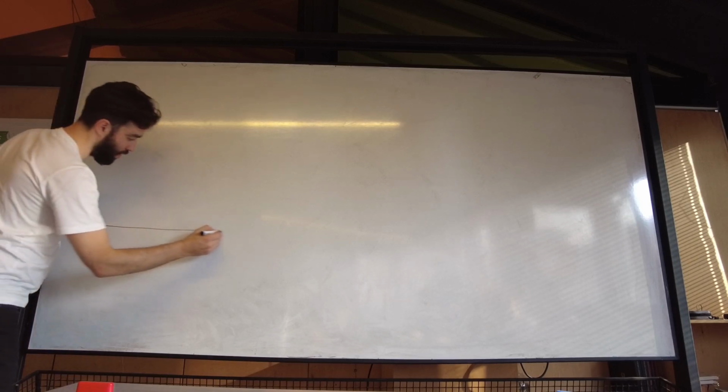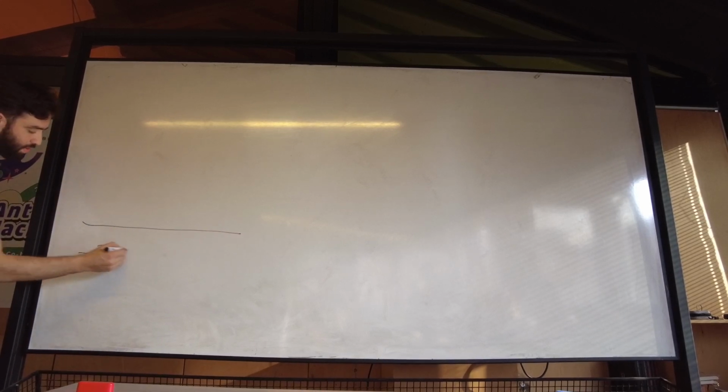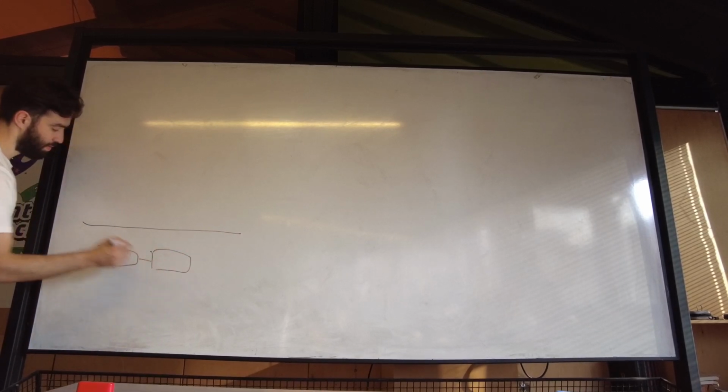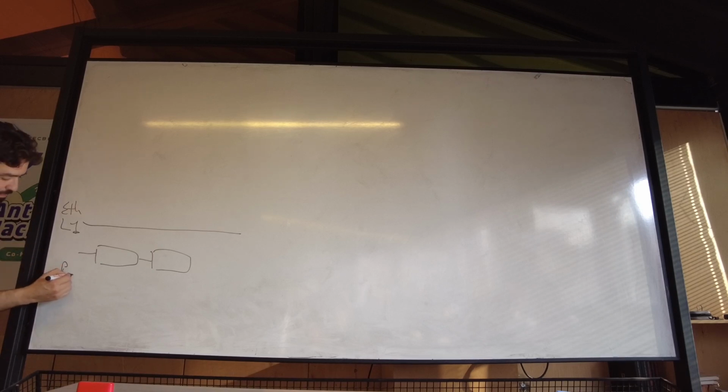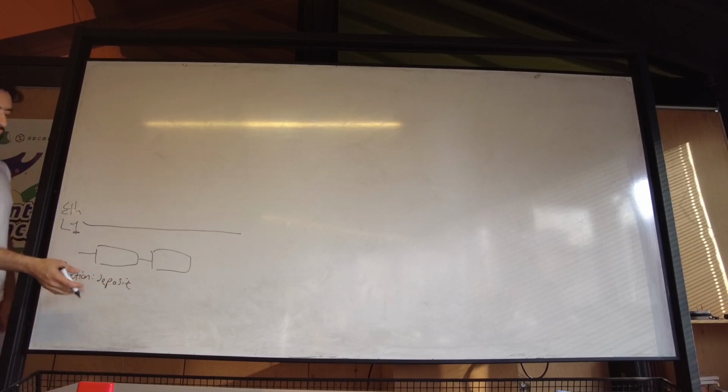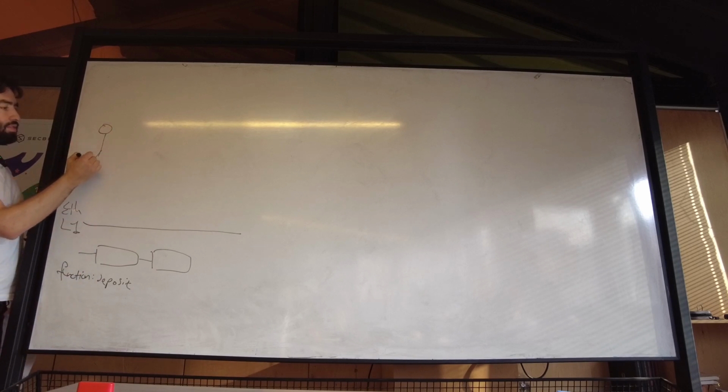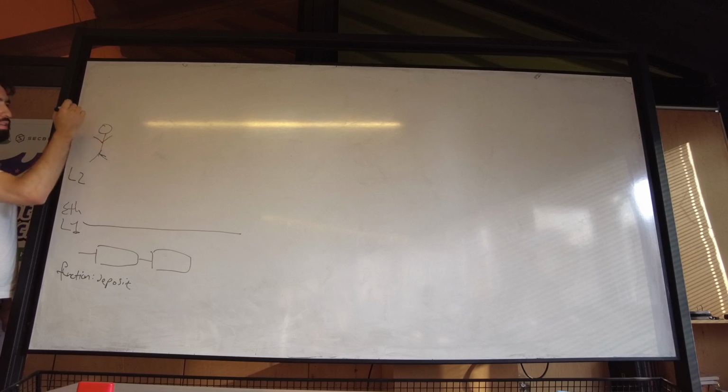So we have an L1 layer here. Let's imagine this is ETH, and we have a function deposit. We can deposit on the L1 and get a balance. So anything above here, this is the L2 world. We have a user and they can get a balance based on this deposit.